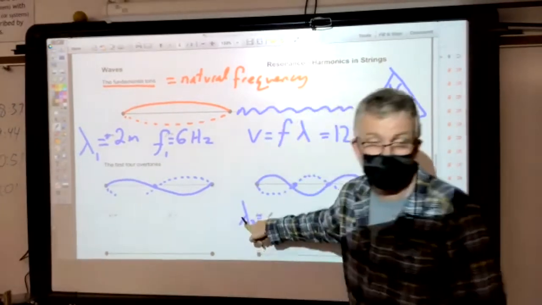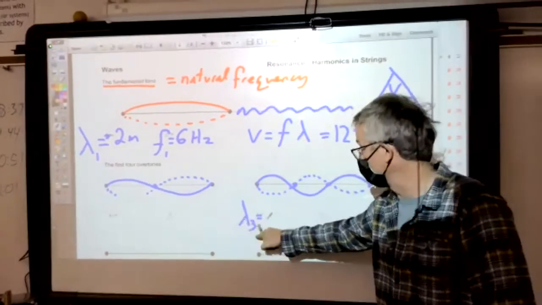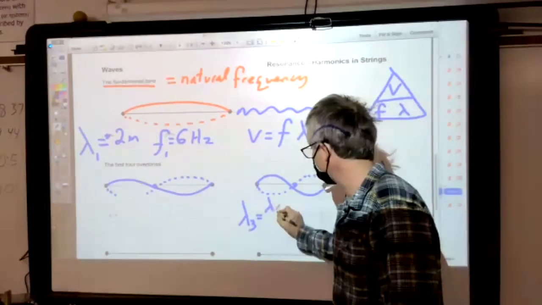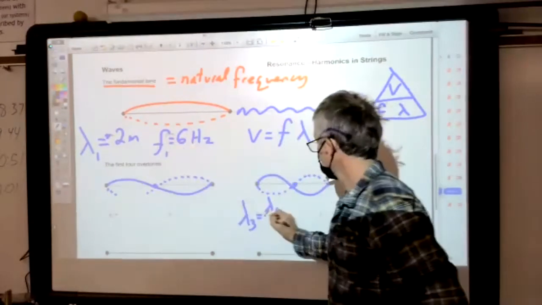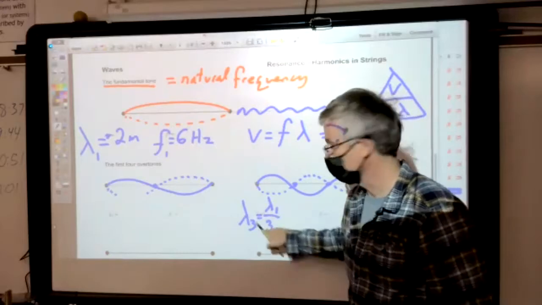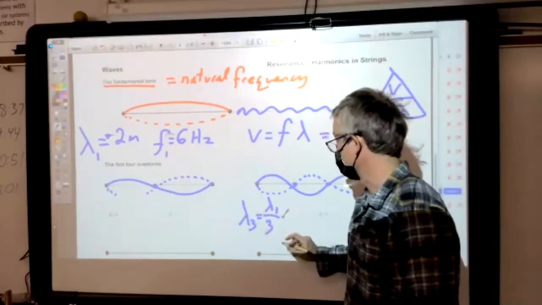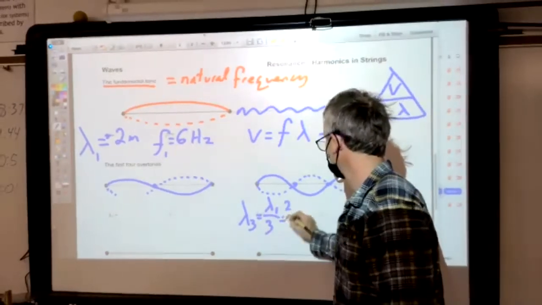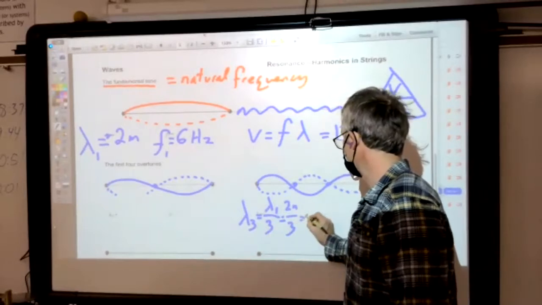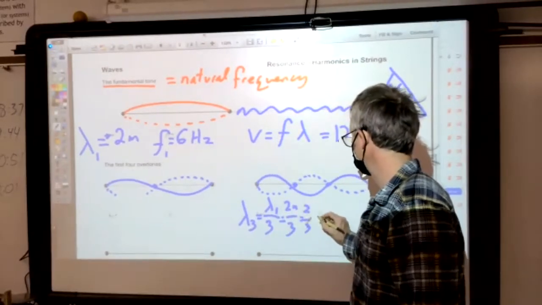Lambda 3, the wavelength of the third harmonic, will be the same as the wavelength of the first harmonic divided by 3, 3 being the harmonic number. So it's going to be 2 meters over 3, which is going to be 2/3 of a meter.